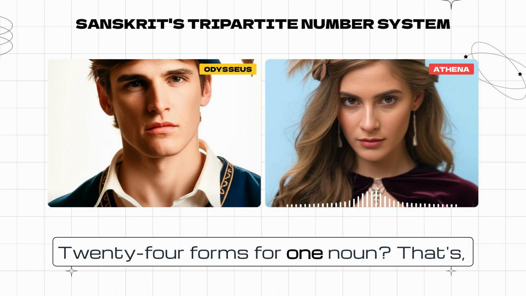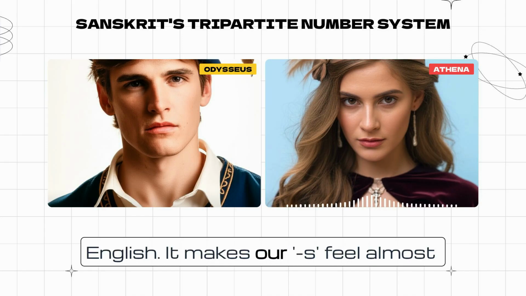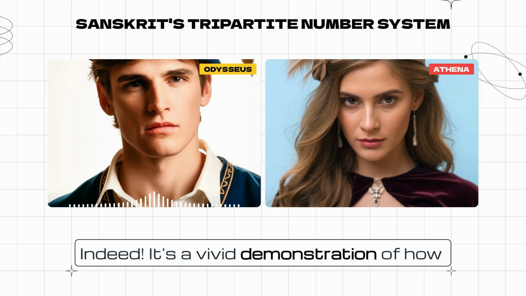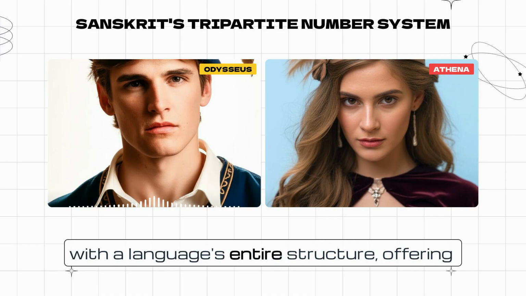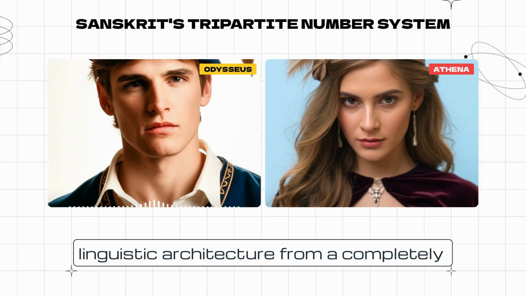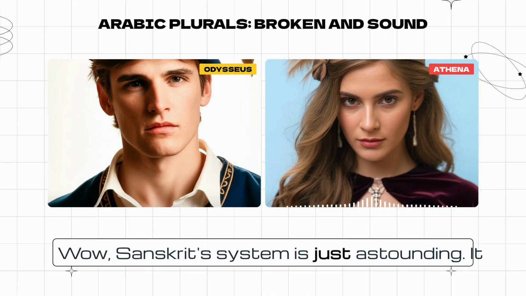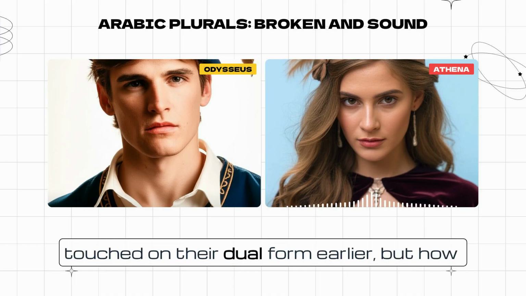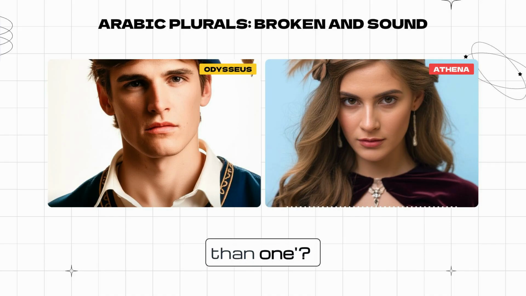24 forms for one noun? That's just mind-boggling compared to English. It makes our S feel almost laughably simple. Indeed. It's a vivid demonstration of how deeply grammatical number can be interwoven with a language's entire structure, offering incredible precision, really. It shows a linguistic architecture from a completely different era. Wow, Sanskrit's system is just astounding. It makes you wonder, what about Arabic? We touched on their dual form earlier, but how do they handle the general concept of more than one?